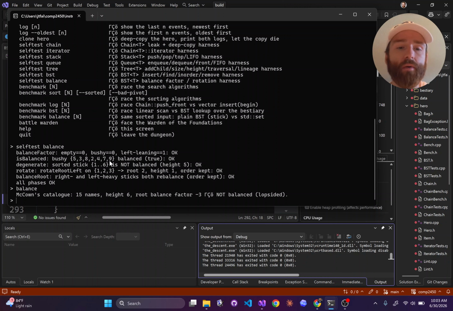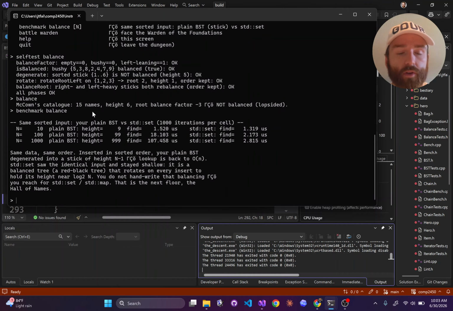That's once again why we talked about the standard library's set. So let's benchmark our balance. So you see same sort of input, you're playing binary, balanced binary search tree, sorry, versus standard set, 1,000 iterations. So you can see here as we scale up our plain algorithm versus our standard set at differing heights, and then the time it takes for us to find.